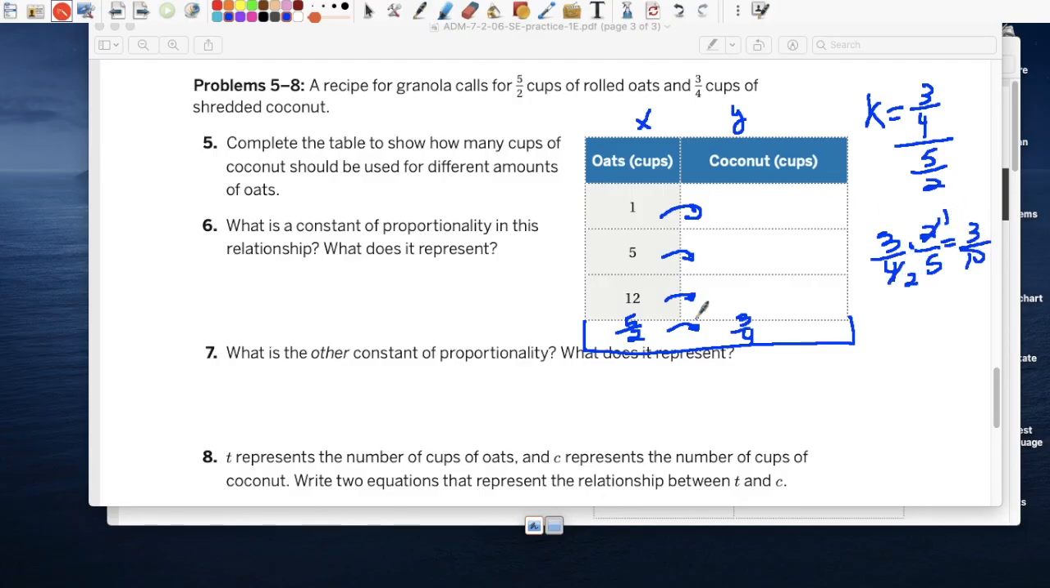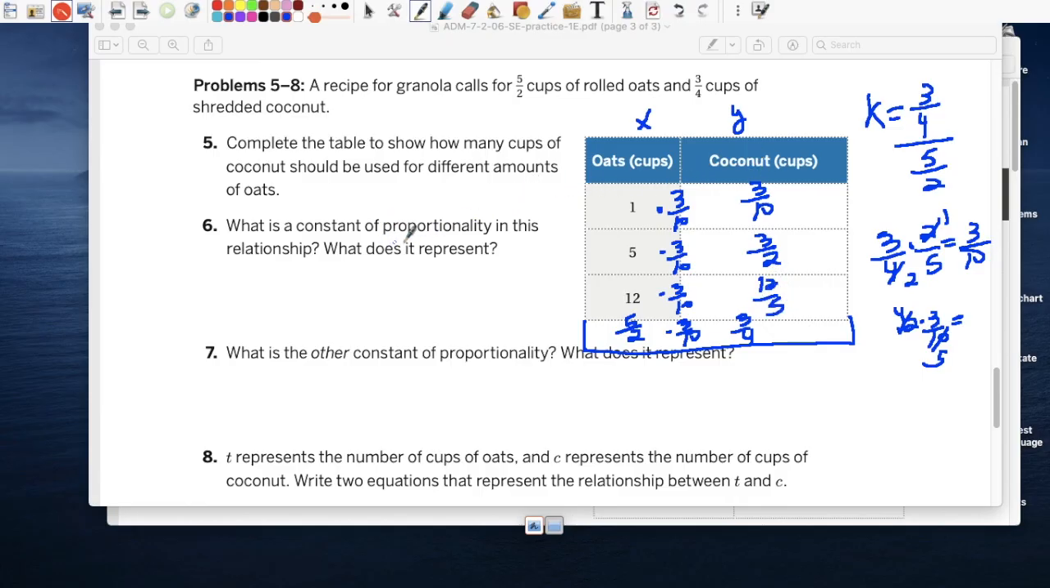So it's times 3/10. Let me just confirm, that's 15 over 2, yeah, that works out. So if I have 1 cup of rolled oats, I would need 3/10 cup of coconut. This would be 3/2, and this would be, what's 12 times 3 over 10? Simplifying, we get 12 fifths.